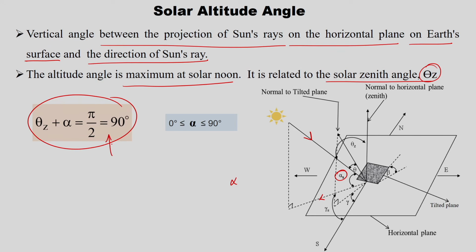So, if we know the zenith angle, then from that also we can calculate the solar altitude angle, which is nothing but 90 minus theta z. This also varies between 0 to 90 degree. So, here if you see, this is alpha, this is theta z, and this particular total angle is 90 degree.